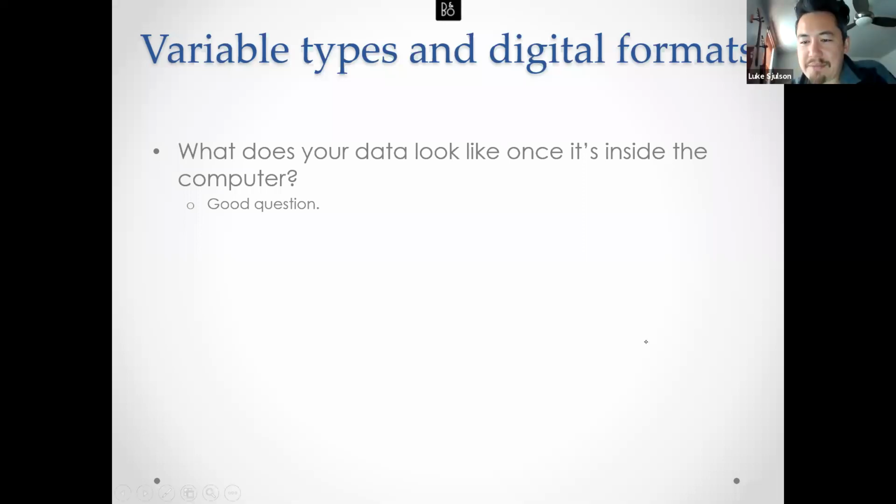All right. Well, if really nobody has any questions, then let's take a break for 5 minutes, and then we can come back and talk about what the data looks like when it's inside your computer.